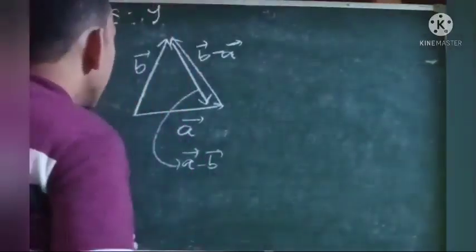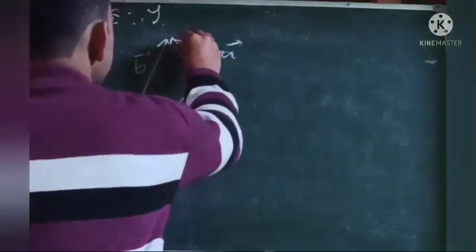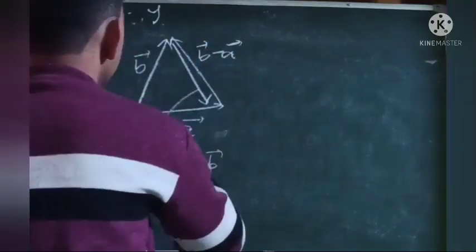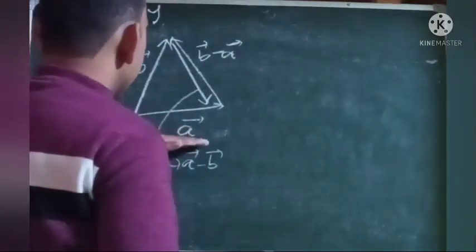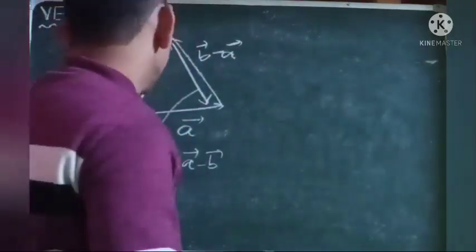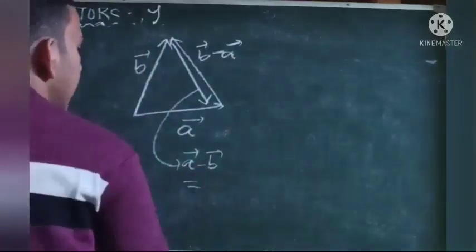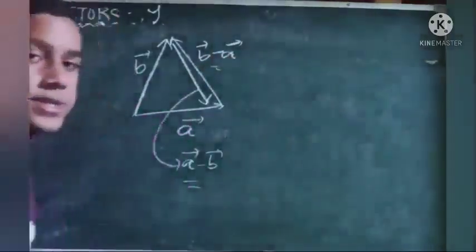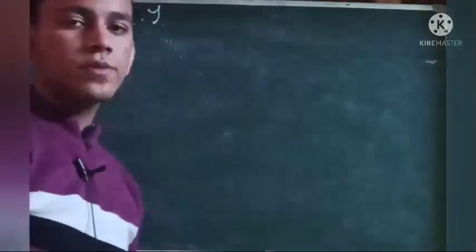We can note from the triangle law of addition also. Suppose we are observing this B vector minus A vector and B vector. A vector plus (B vector minus A vector) is going to be B vector, and this is the resultant B vector. In this way we can write the vectors directly. Next we are going to solve one important question.